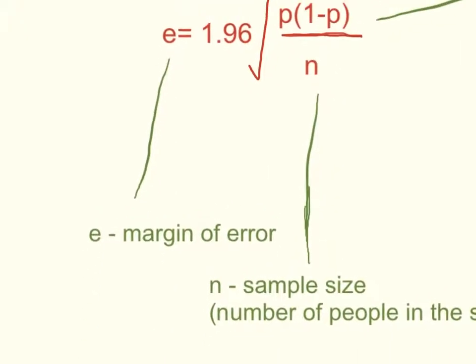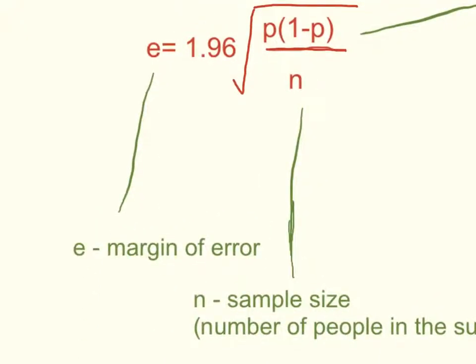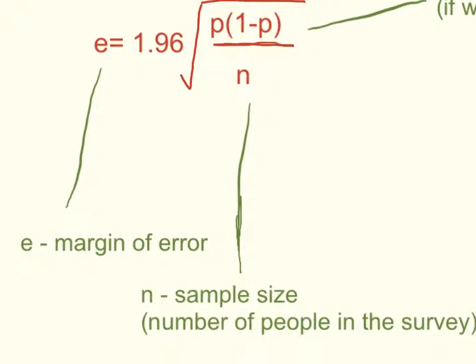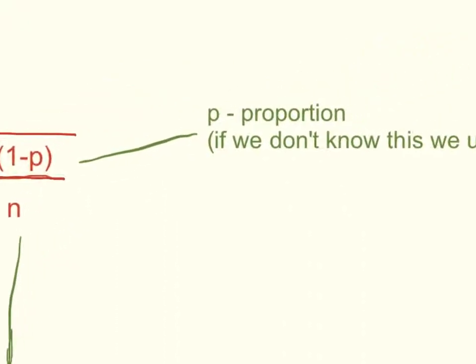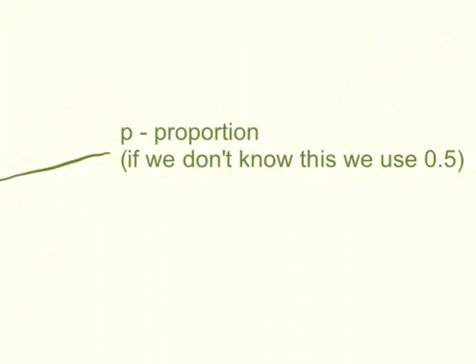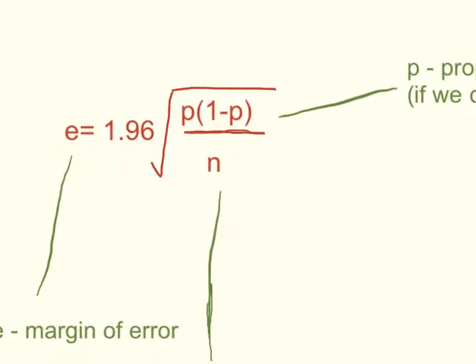The E is the margin of error. The n is the sample size. That, for example, would be the number of people in a survey, if it was based on a survey. The p there is a proportion. When we don't know what the proportion is, we use 0.5 because that's going to make the biggest possible error, which is what we want to know. But if we do know the proportion, if we're looking for a specific result, then we use the proportion that we know. So this is the formula that we use. It looks fairly complicated, but once we get into it, it's not nearly so bad.